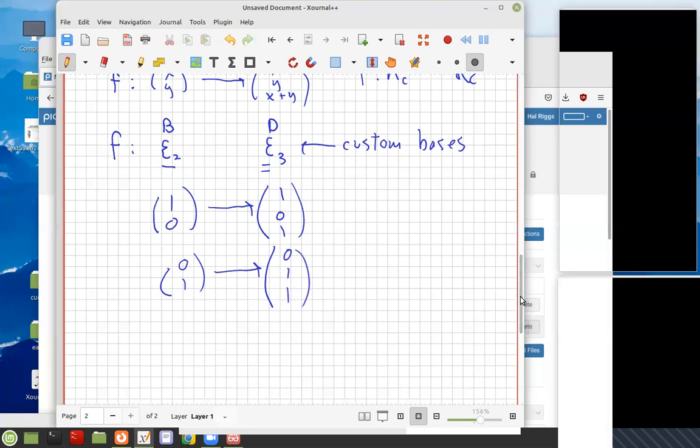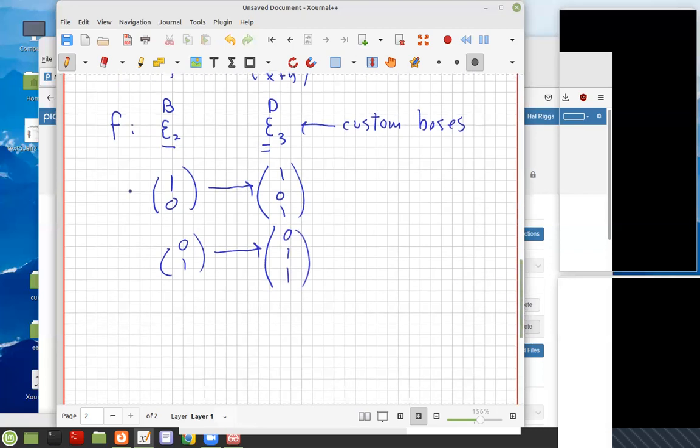Okay, now there's going to be a matrix that represents this map, the action of this map by matrix multiplication. And that matrix is given just by taking the columns as the images of the basis elements. So our matrix is going to be the columns (1, 0, 1) and (0, 1, 1) in this case.